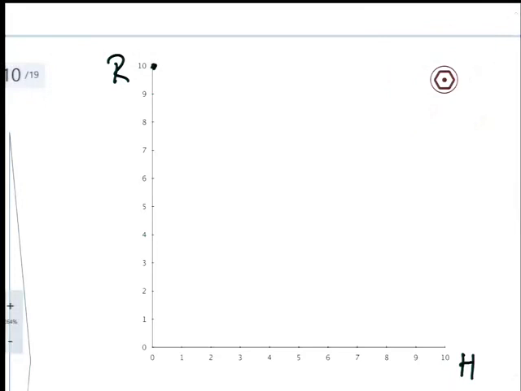If the price of Hershey's is $10, they're really expensive. How many Hershey's can I buy? 2. Okay? So the first budget constraint that I can draw here looks something like this. Let's see how we do. Nope.